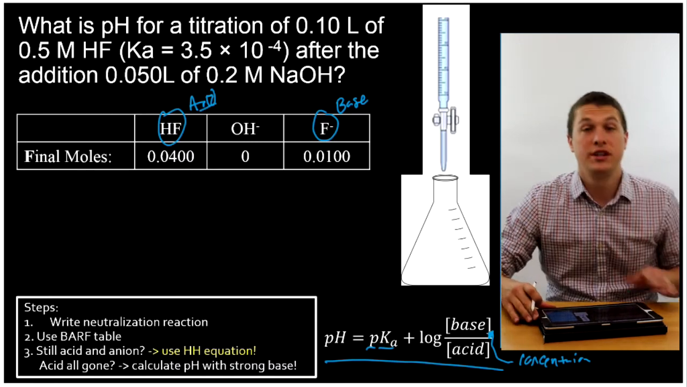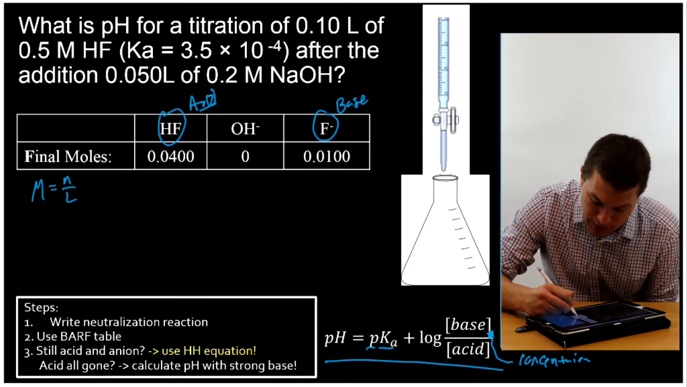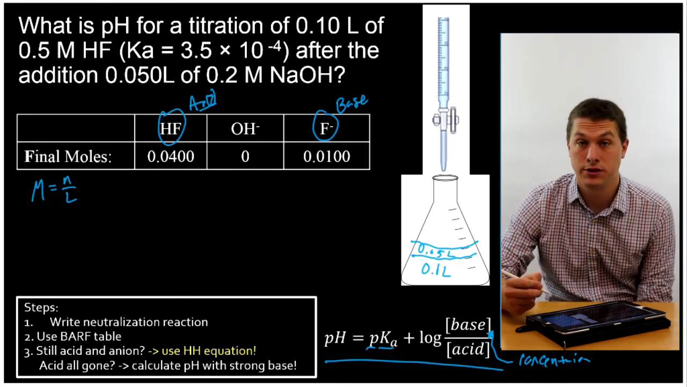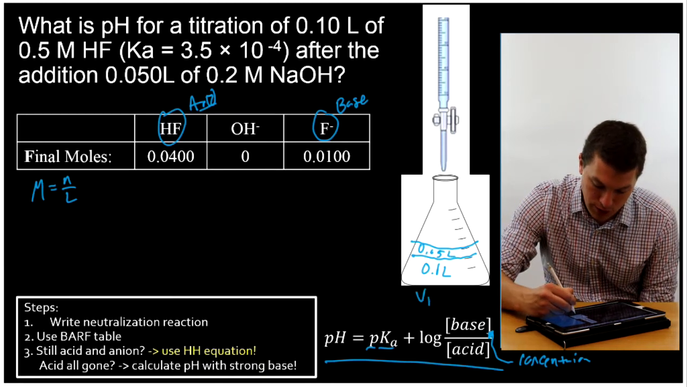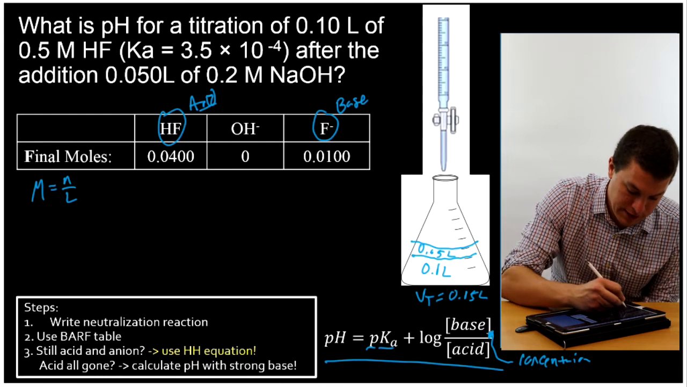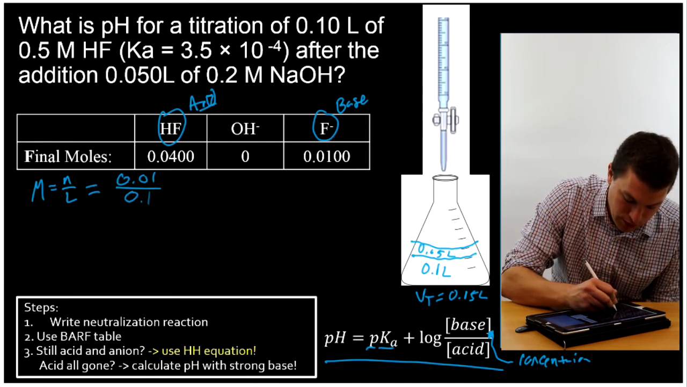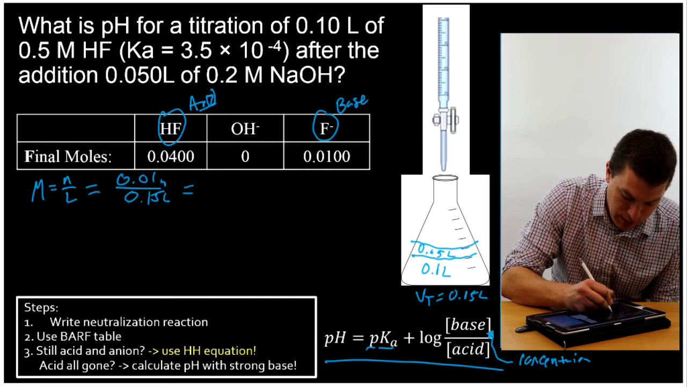So, if I want concentration, remember that I have to use my molarity equation, which is moles over liter. It's also really important to remember that I started out with 0.1 liters of my HF, and then I added 0.05 liters of my NaOH. And that means my new total volume is 0.15 liters. So, when I plug in my concentration of my base, for example, I'm going to put in 0.01 moles divided by 0.15 liters, and that's going to give me my molarity.